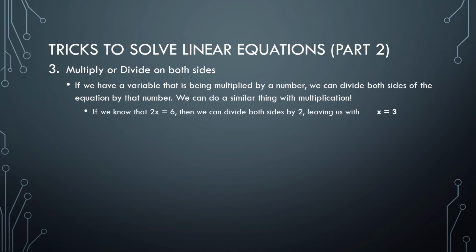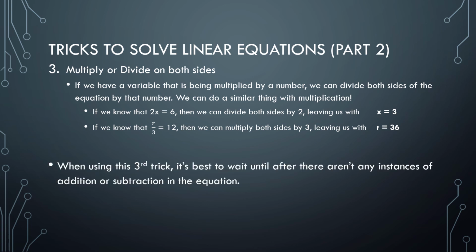So we can talk about something like 2x equals 6. We can divide both sides by 2, which just gets us x equals 3, because 6 over 2 is, well, 3, and 2x over 2 is x. And on the opposite side of the coin, if we have r over 3 equals 12, we can multiply both sides by 3, which will leave us with r equals 36.